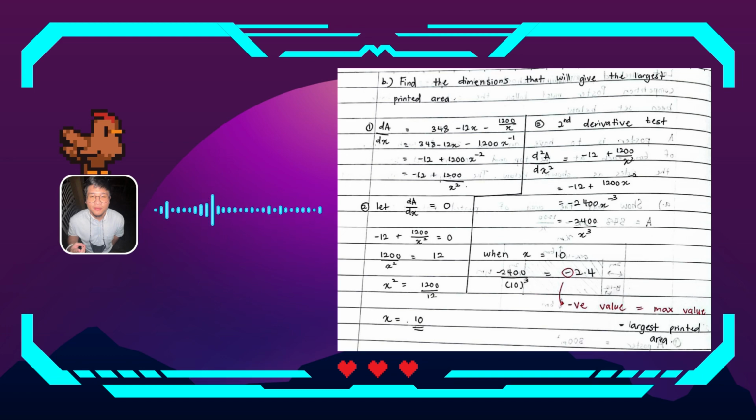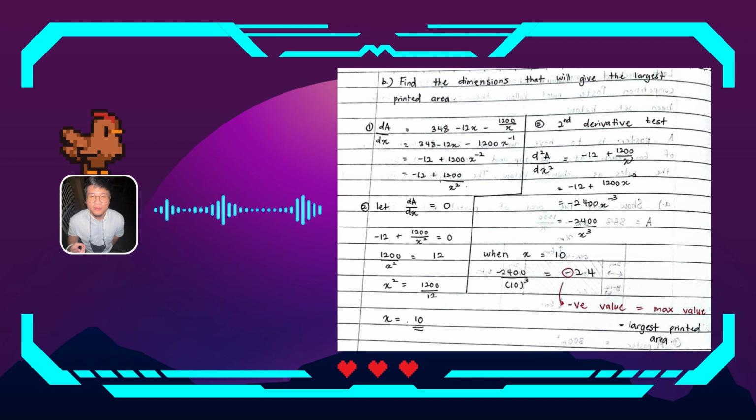And the second step is let dA over dx equals to 0. This is for finding the unknown variables. So you just put the value of the product of your differentiation and just equal it to 0. So I get x equals to 10.